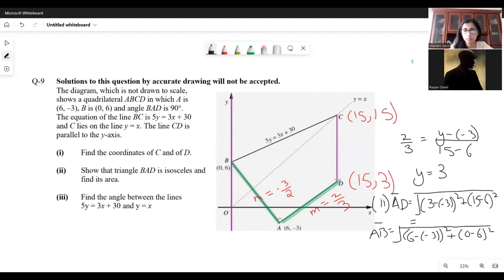Miss, 9 root 2 is coming. 9 square root of 2. Okay.